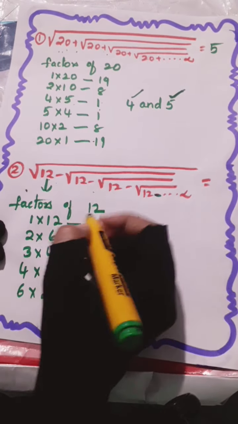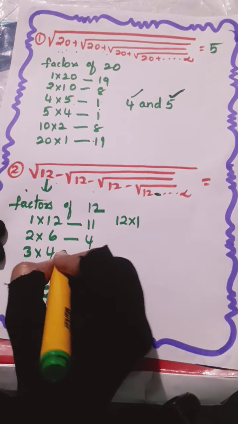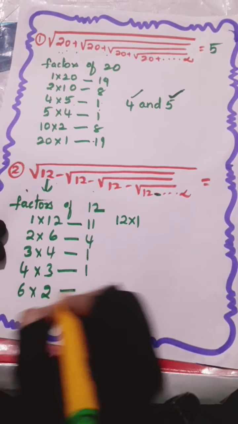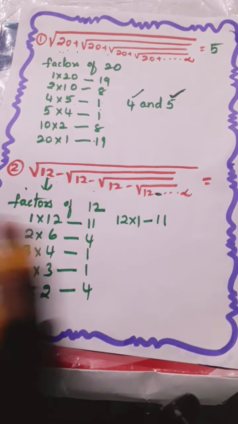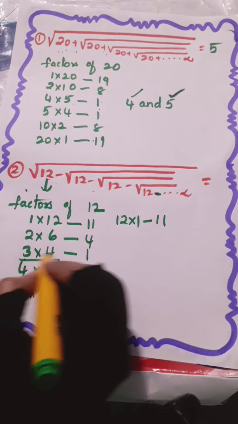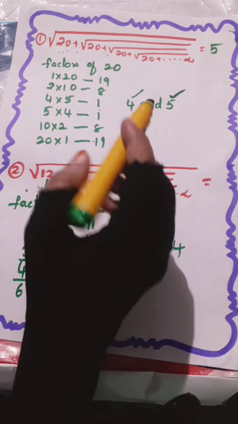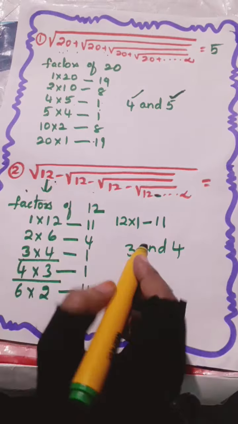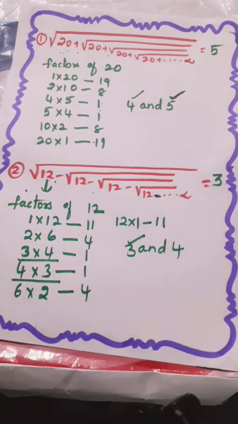Now difference is what? Here 11. 12 minus 1 is 11, 6 minus 2 is 4, 4 minus 3 is 1. So now our next step is what? We have to see that number whose difference is 1. So what are those numbers? 3 and 4. So what I told, plus symbol means we have to take big value, but here minus symbol is there, so what we have to take? Small value, that is 3.